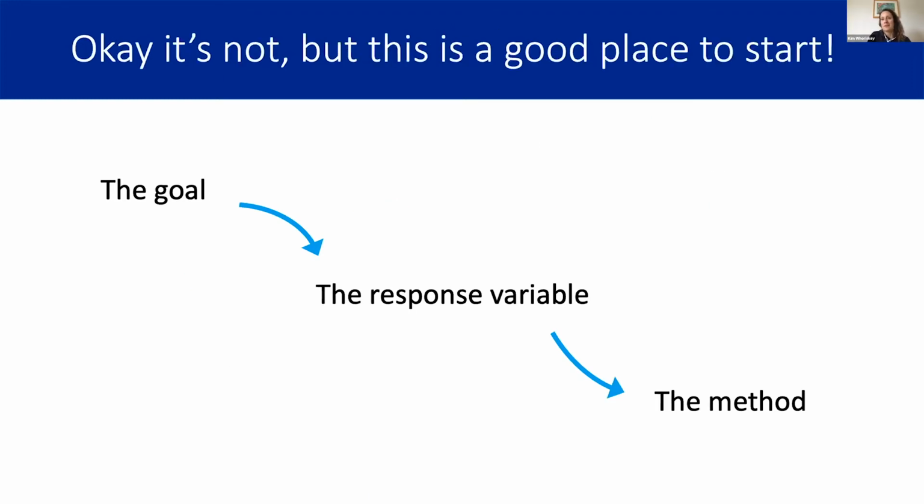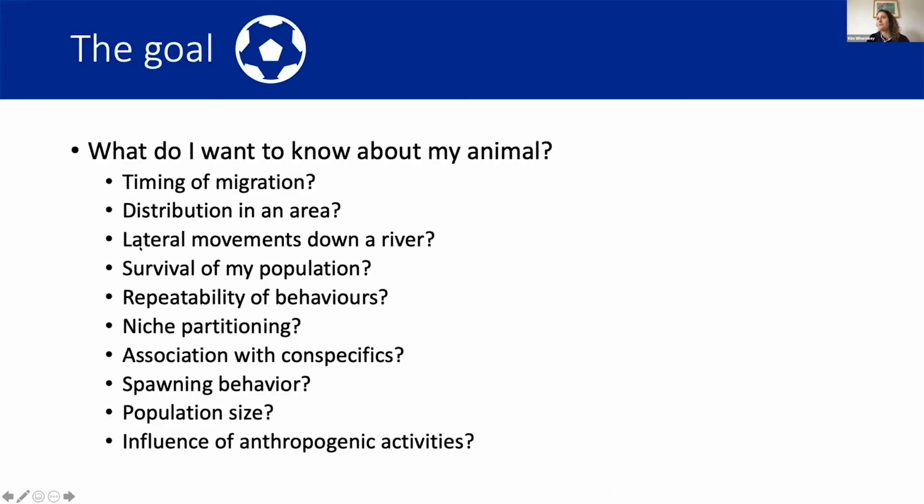So yeah, it's not super easy to do statistics, but I think that boiling it down into these three core concepts is a good place to start. And it is kind of a linear relationship in time, right? So I will come up with a goal first, ideally, and then I will go out and collect my data and calculate some response variable from it. And then I will apply a method to that to evaluate my goal or my hypothesis.